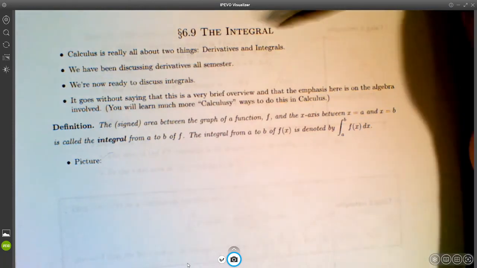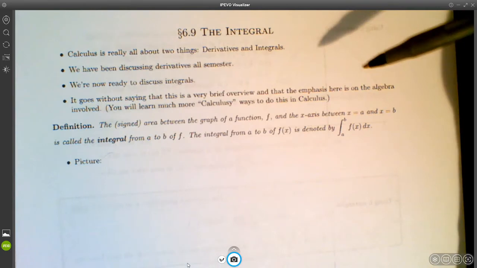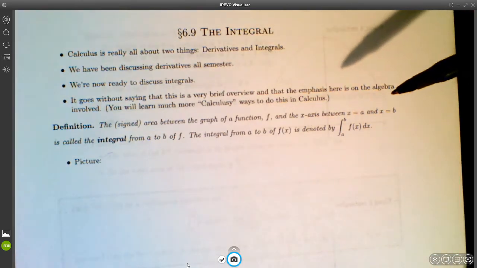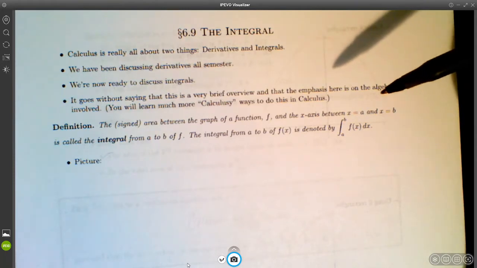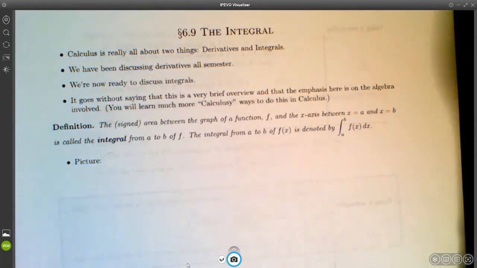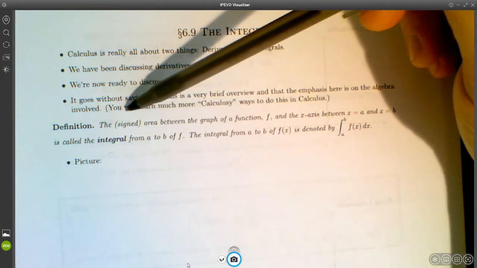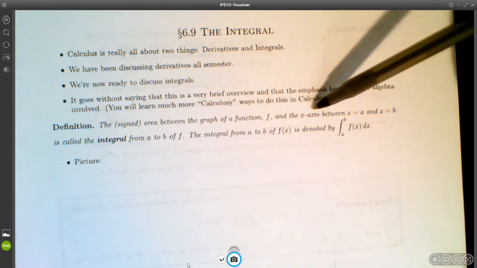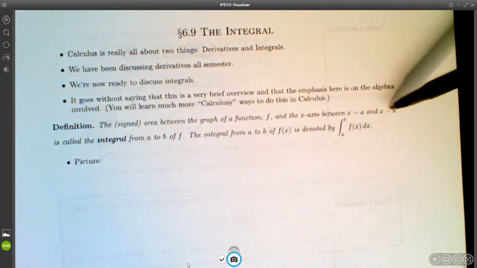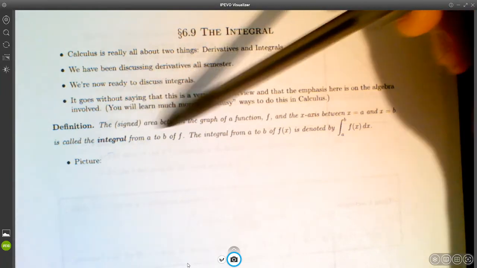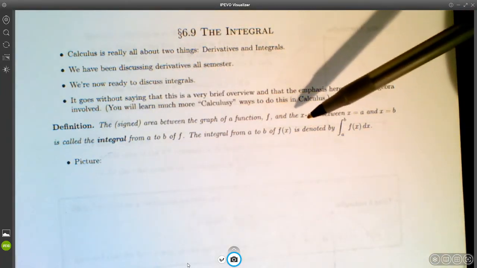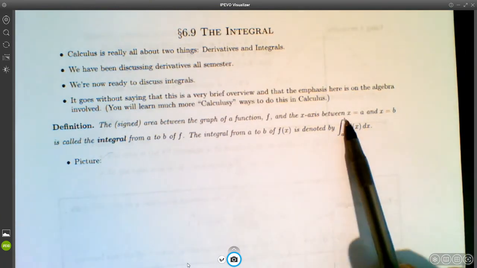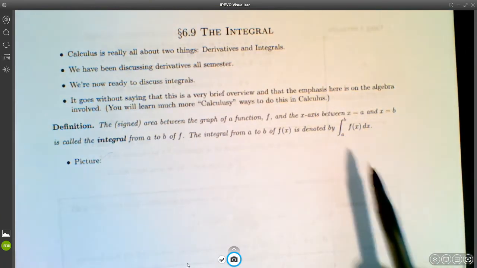But anyway, same thing goes for integrals. So I just want to give you a brief conceptual understanding of integrals so that you understand where you're going to see things like summation notation and that sort of thing. So let's do it. Here's the definition of an integral. The signed area between the graph of a function f and the x-axis between x equals a and x equals b is called the integral from a to b of f. We use this notation, right? So this is the integral from a to b of f of x. Okay.